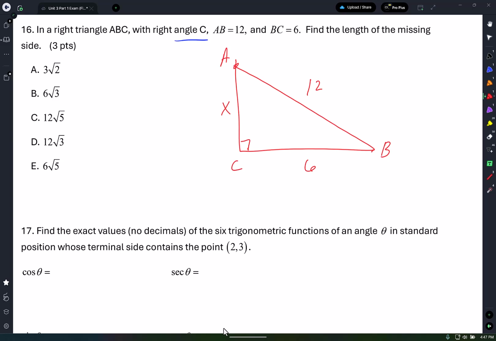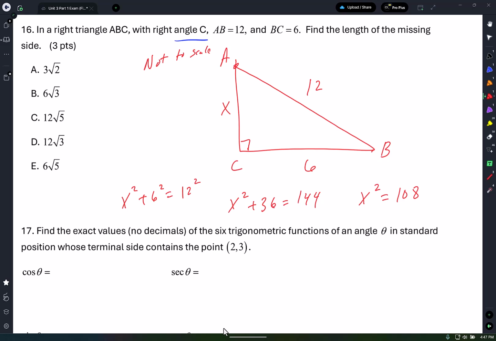If you recognize it, it's a 30, 60, 90 triangle, not to scale. If you don't recognize it, that's fine. Just go x squared plus 6 squared equals 12 squared. X squared plus 36 equals 144. Minus 36, minus 36. X squared equals 108. I don't know why that took so long. 108, yeah, there we go.